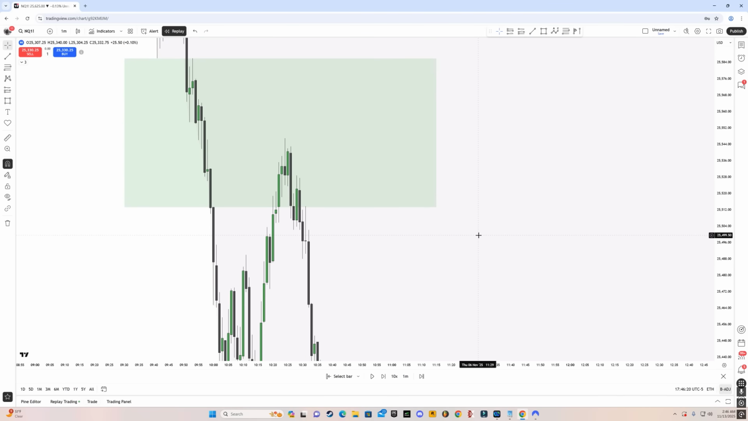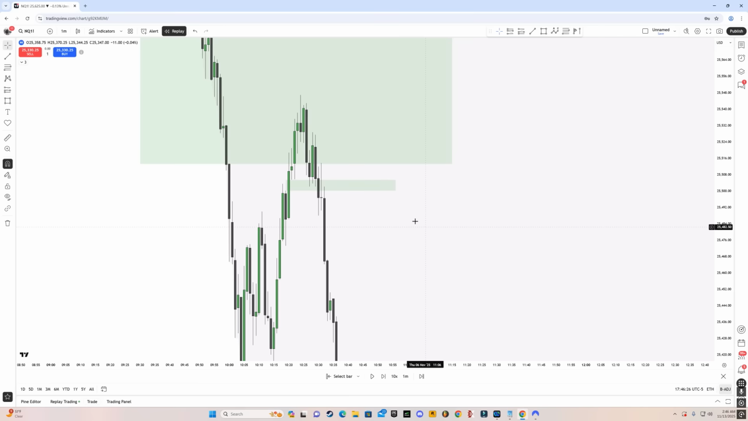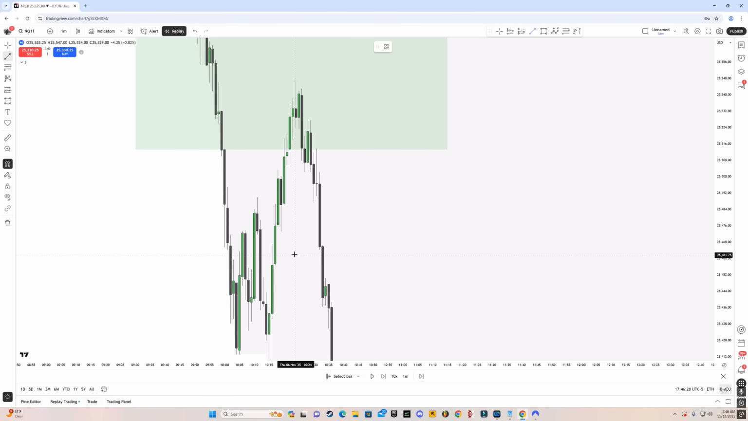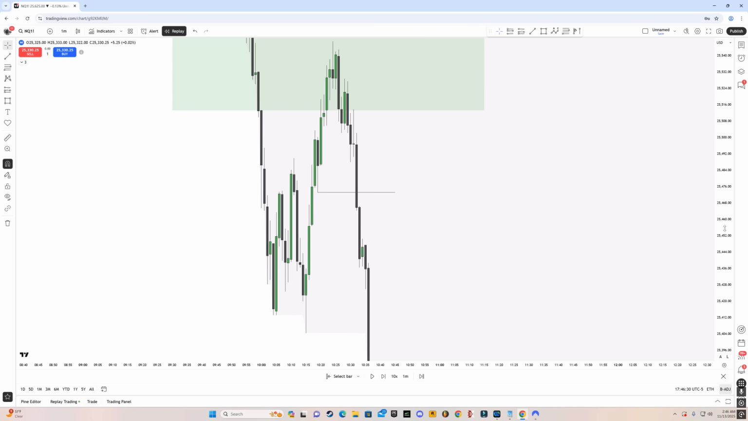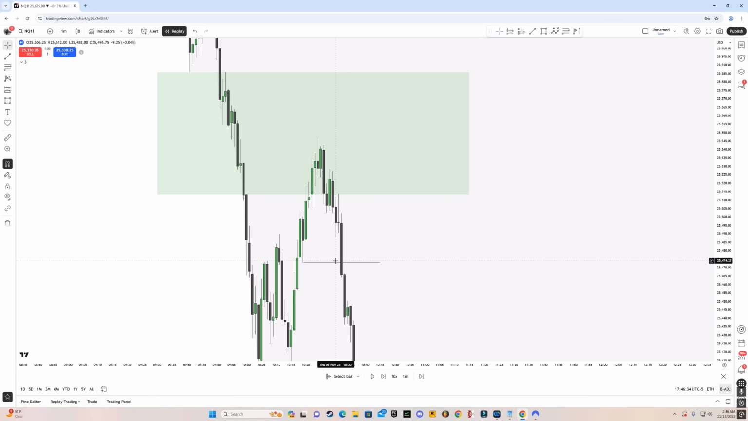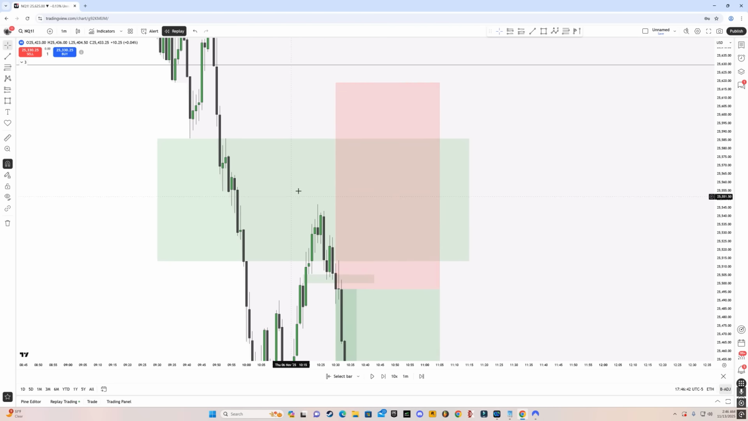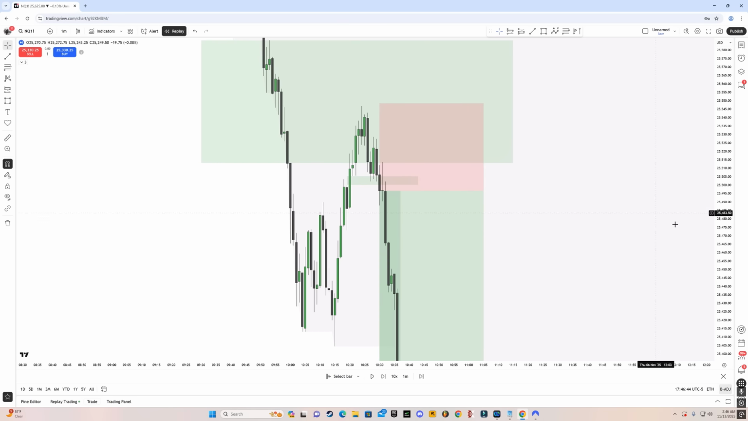And there would have been a couple of ways that you would have entered this. So we had inversion to the downside. You could have taken that. Or we had a fractal market structure shift. You could have entered directly from here. But I would personally take the inversion setup. This looked way cleaner with this big bearish candle. Entry would be here. Stop would go right above the high.